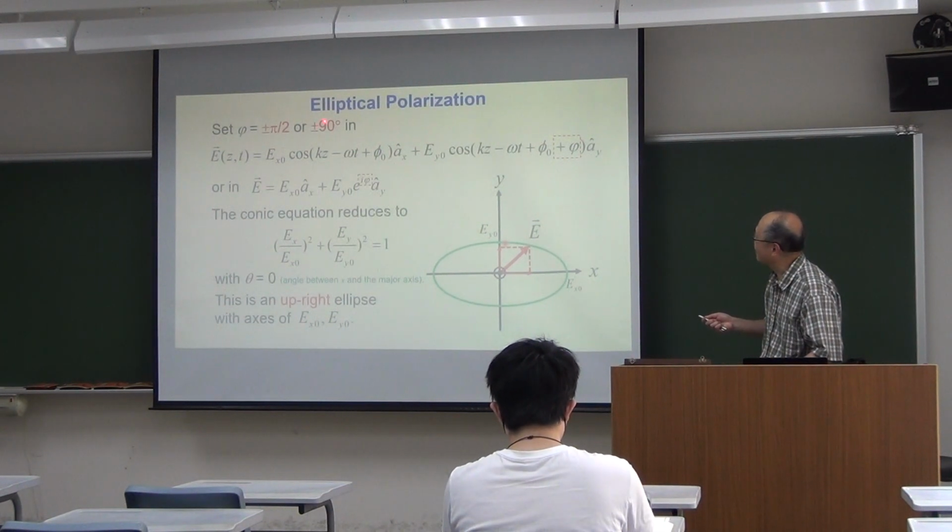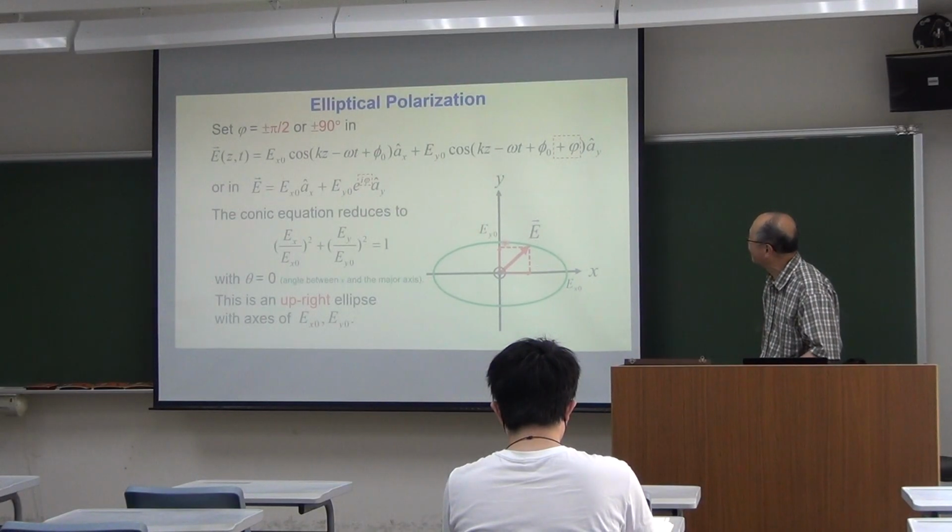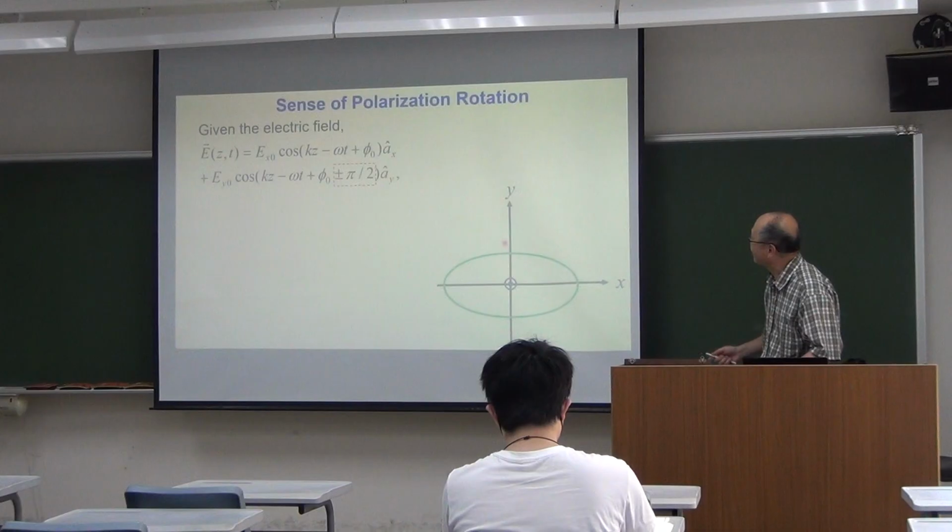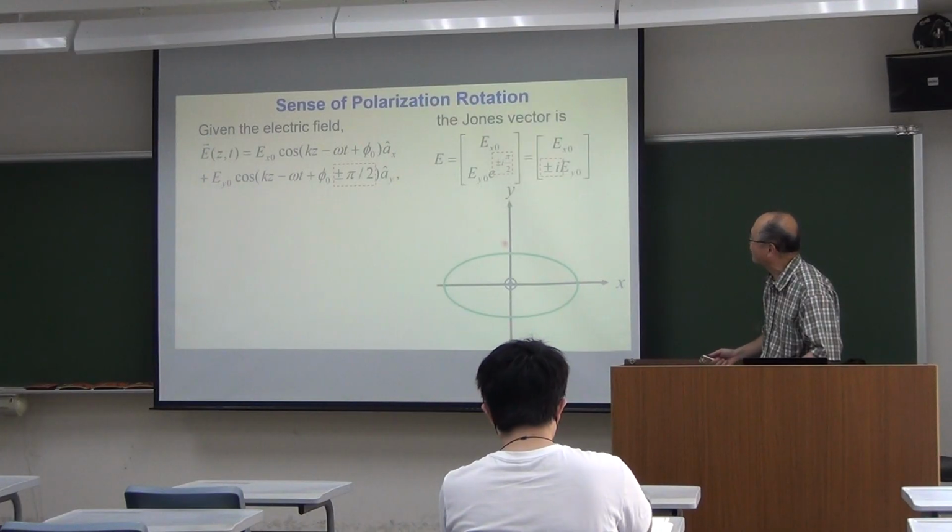let's try to understand how this plus sign and minus sign will change the sense of rotation. Okay, so let's take a look at that. We put the plus or minus sign into this expression, and this is the real expression. The final state of the light in the experiment will be described by this real expression.